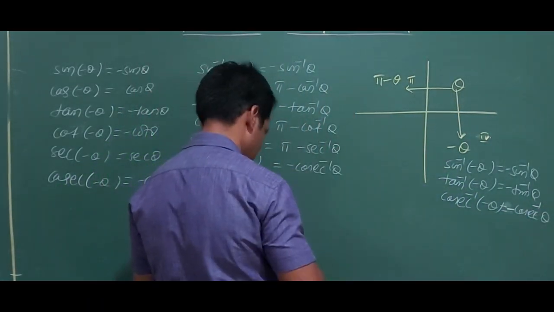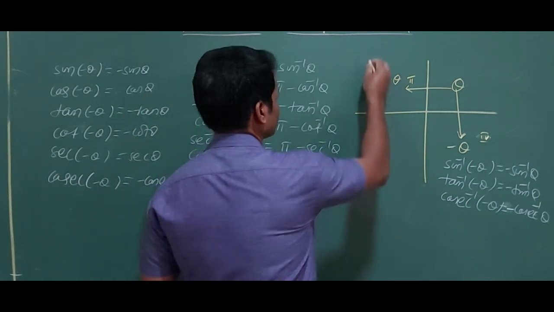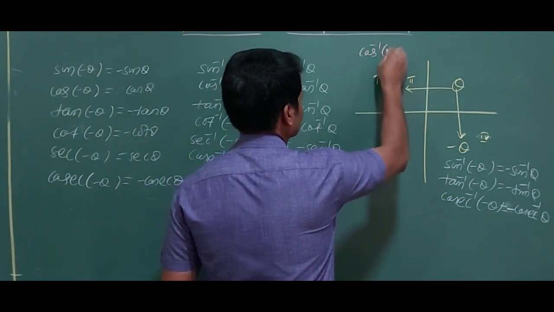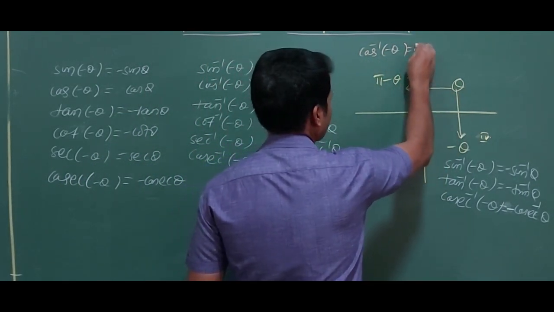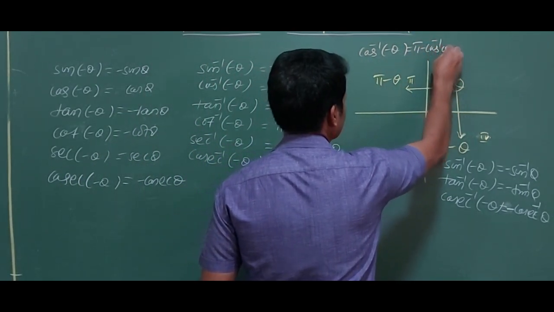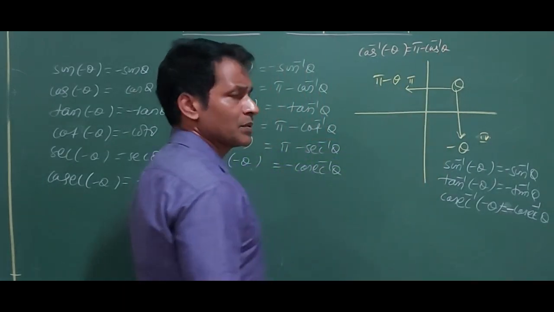Who remains here? Cos inverse. And what is the condition? Theta turns to pi minus theta. Pi minus cos inverse of theta. That's the way you can remember it.